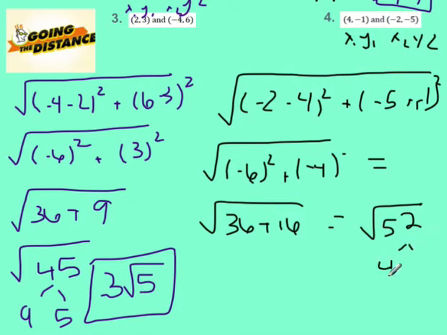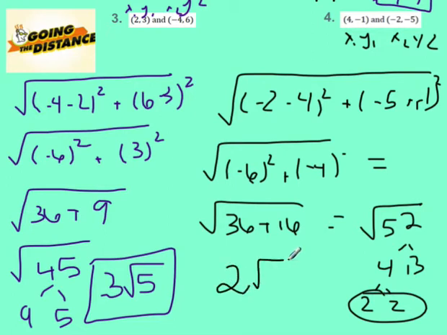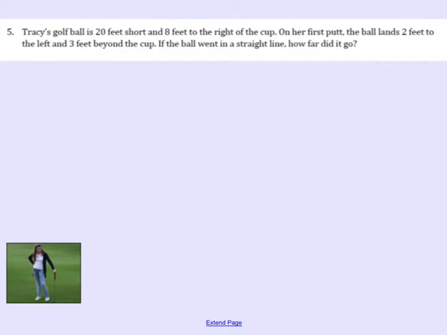52 divided by 4 is 13. So then I can break the 4 down to 2 and 2. So I can take out a pair of 2's. And once I've taken out a pair of 2's, I have 13 left underneath the radical. So 2 square root of 13 is our final answer for number 4. Let's take a look at number 5.